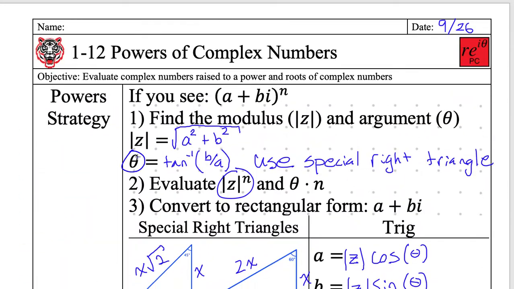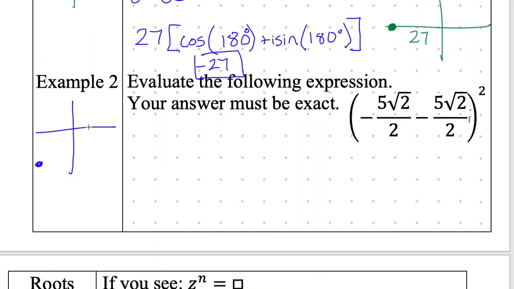I'm going to find the argument first. The argument is pretty straightforward. I'm going 90, another 90 to get 180, another 45 to get 225. I know that my theta is equal to 225 degrees just from looking at the graph. The next thing that I need to know is what is this triangle? Well, this triangle has a leg length of 5 square root of 2 over 2. To get from the leg of a 45-45-90 to the hypotenuse, I need to multiply by the square root of 2.